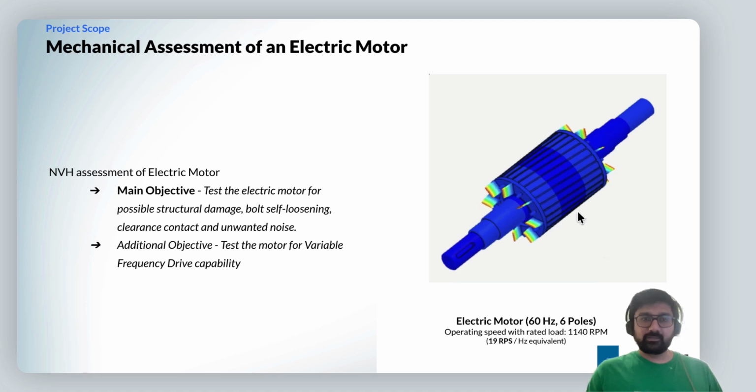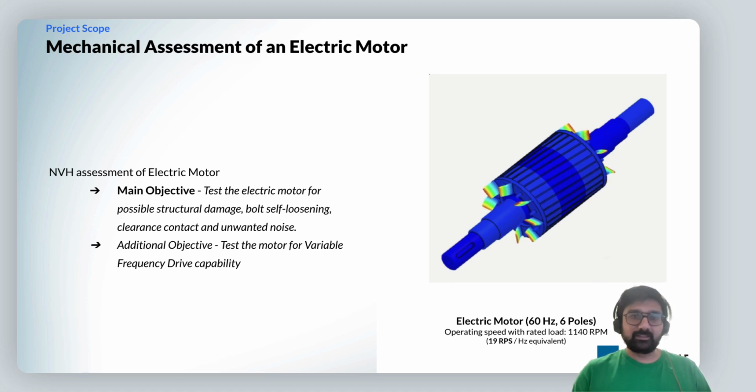And our objectives are twofold. The main objective is to test the rating of this motor and see if there is a safe space or a regime for the motor to operate. The secondary objective is also to push the limits of the motor by ramping up the RPM and checking the motor for a variable frequency drive capability.